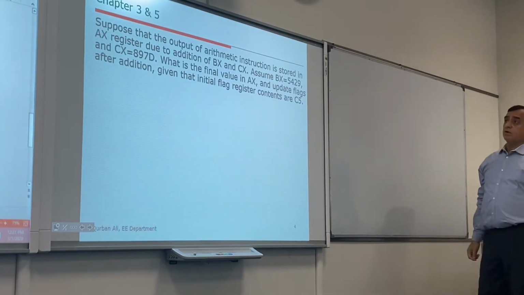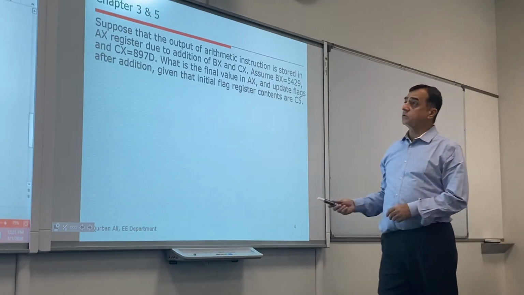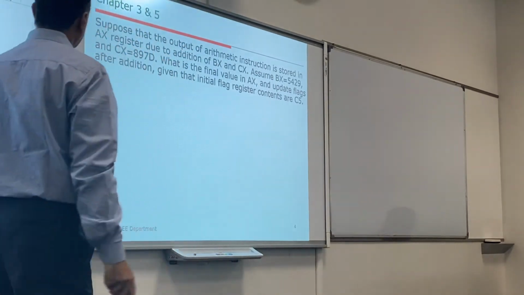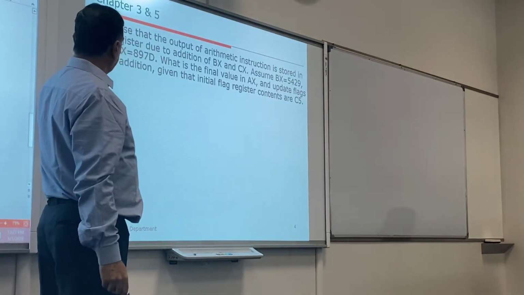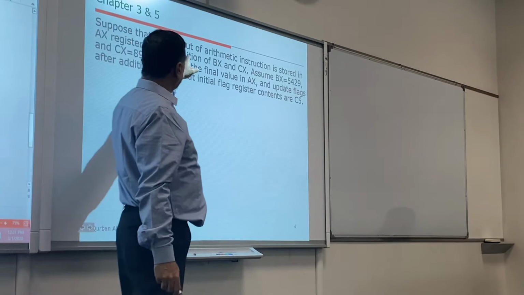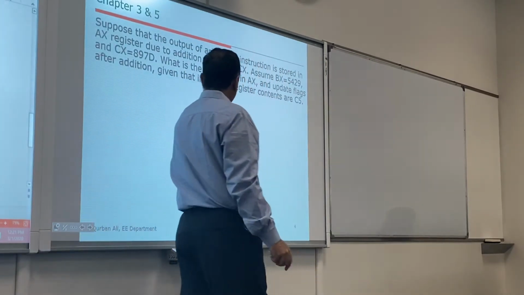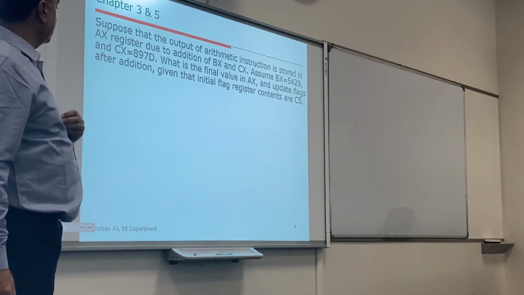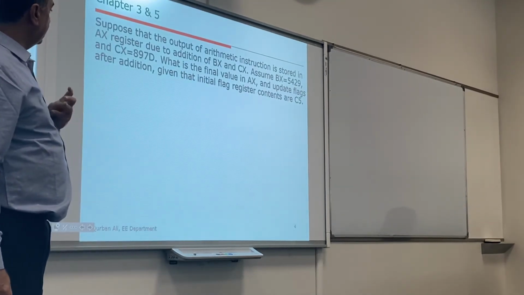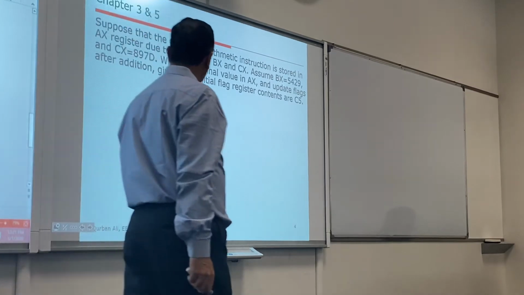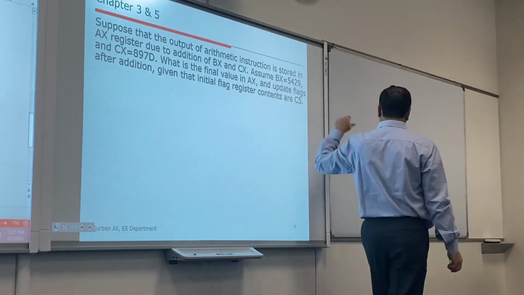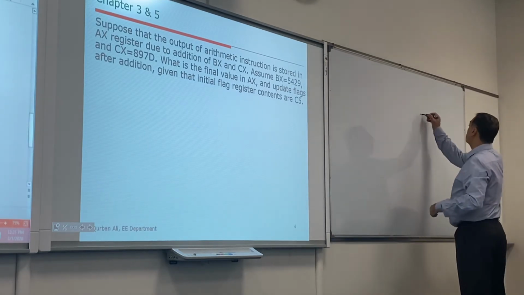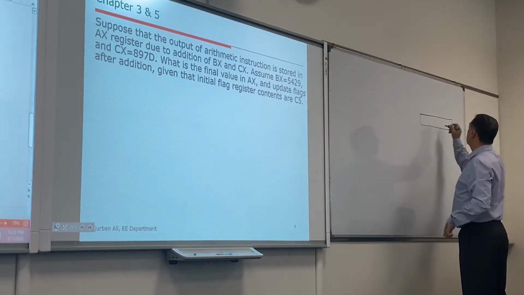Suppose that the output of an arithmetic instruction is stored in AX. So we have one operation done in AX, and it was addition of BX and CX. Assume BX is equal to 5429 and CX is equal to 897D. What is the final value in AX, and update the flags. Original flags are 0C5. Okay, so C5, let me write down.